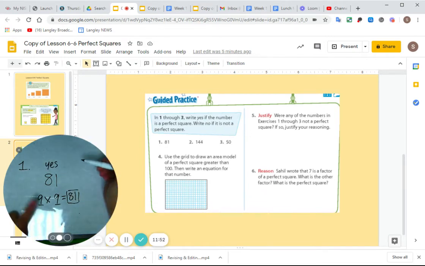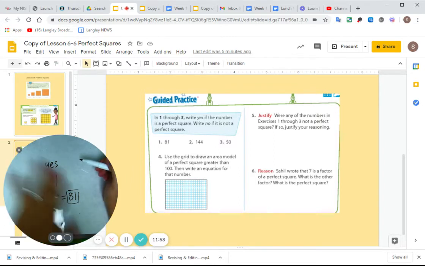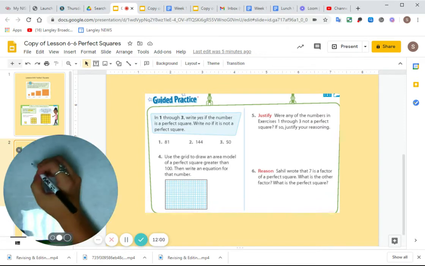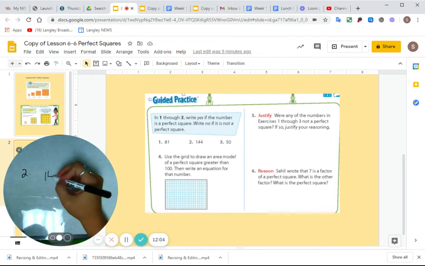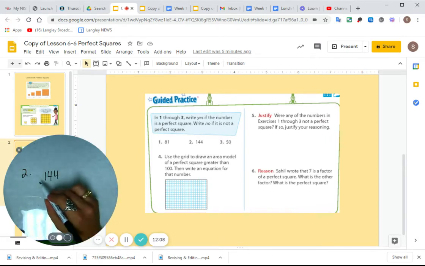So I would write yes. Okay? So number 1, for the number 81, it is a perfect square. So let's try number 2. Okay? Again, we're thinking of our math facts. Now, I don't know how many of you would know this one. We should. It's part of our math facts, our times tables, what we should know.